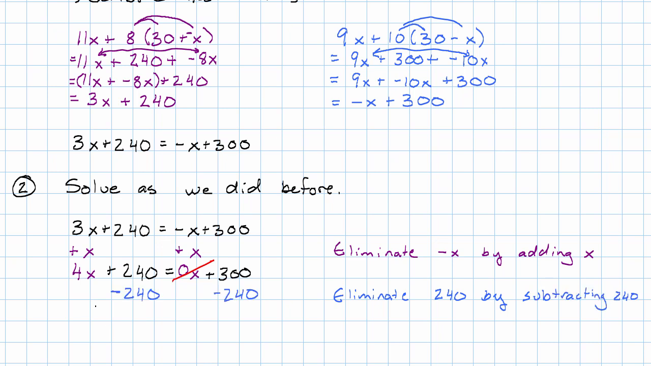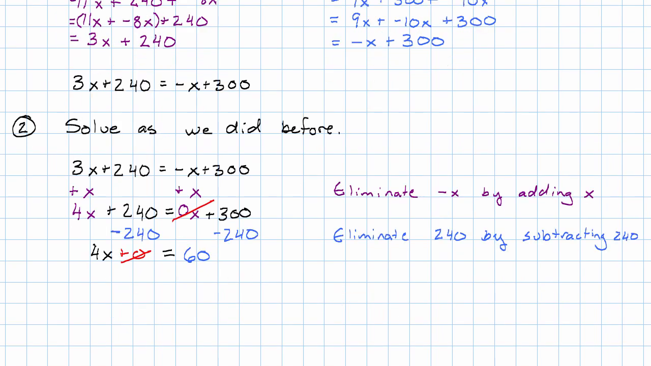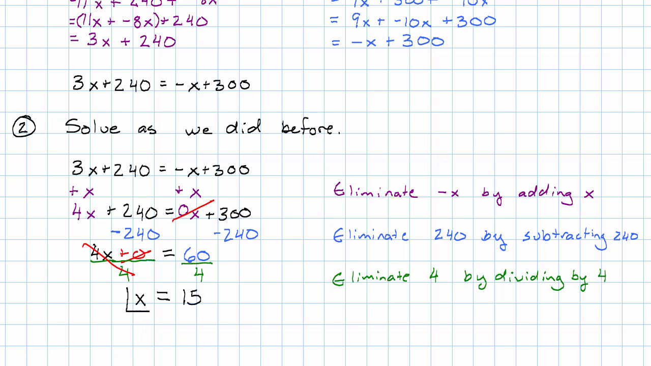So I have 4x plus 0, which I'll eliminate, equals 300 minus 240 is 60. And finally, I want to eliminate the coefficient 4 by dividing by 4. So I'll divide my left-hand side by 4, my right-hand side by 4. The 4's cancel and I'm just left with x. 60 divided by 4 is 15.